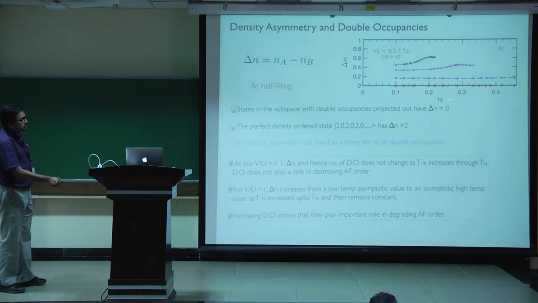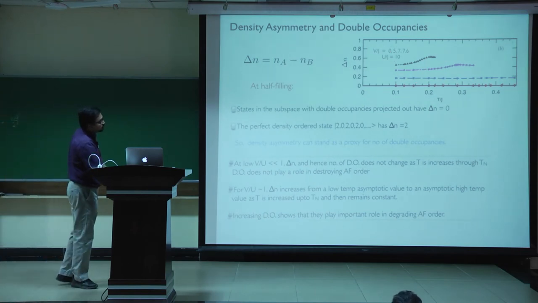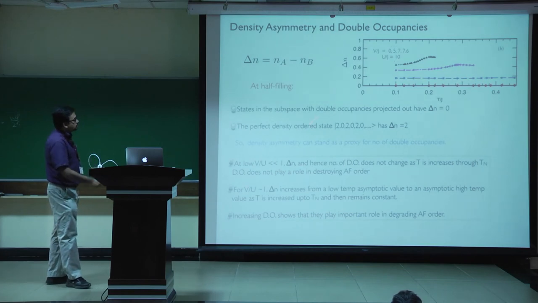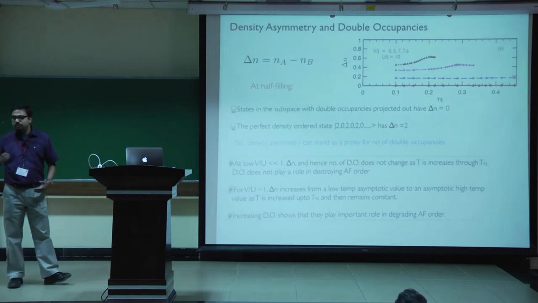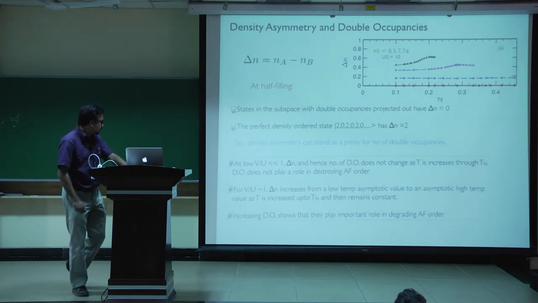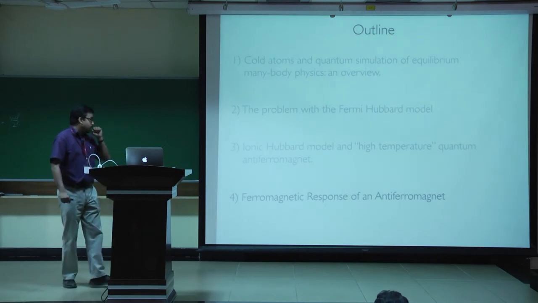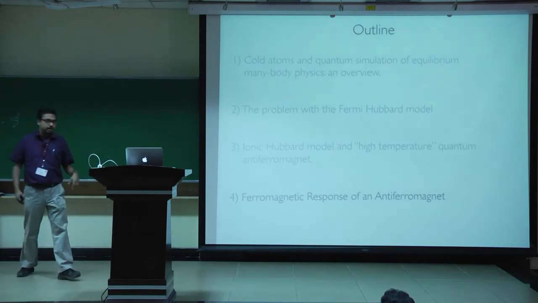This is delta N as a function of T over J, and we are going through the Néel transition. If we are doing it at low V over J, the number of double occupancies does not change at all. Whereas if you do it with large enough V over J, you see that as you go towards the transition, the number of double occupancies increases, which tells you that the double occupancies are what is mediating this transition. Okay. So it's basically more proof that this transition is mediated by this.